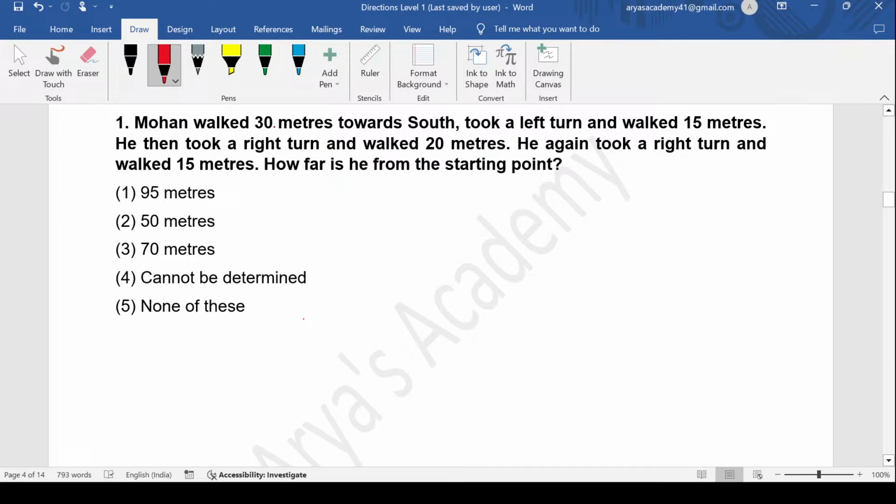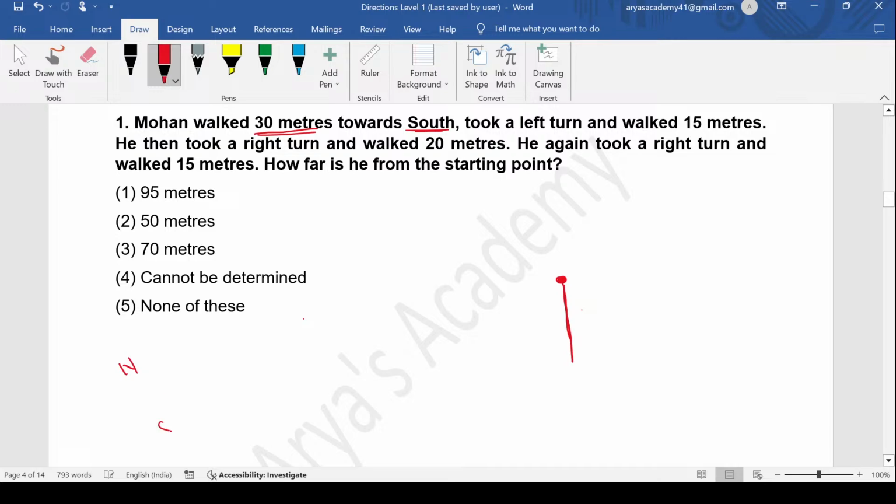Initially, if you look at question number 1, Mohan walked 30 meters towards south. You can assume any direction. He may be wherever. Let us assume that Mohan is here. This is the starting point. And he is moving towards south. South means towards down. You know the directions, right?